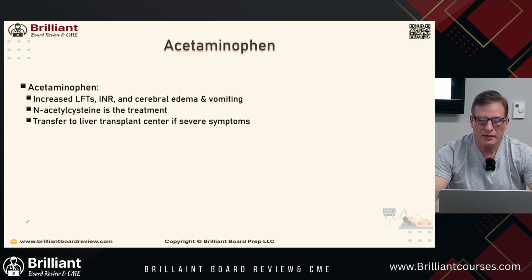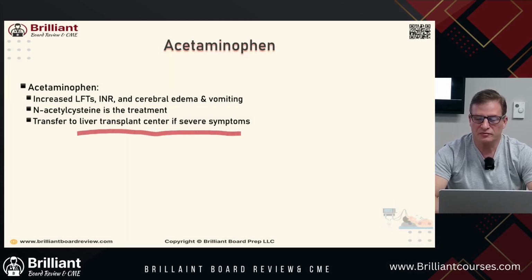All right, acetaminophen increases the LFTs, INR, and cerebral edema and vomiting. And acetylcysteine is the treatment, as we discussed. Say if the patient has anaphylaxis, guess what we need to do? We need to continue. You need to transfer to a liver transplant center if severe symptoms.